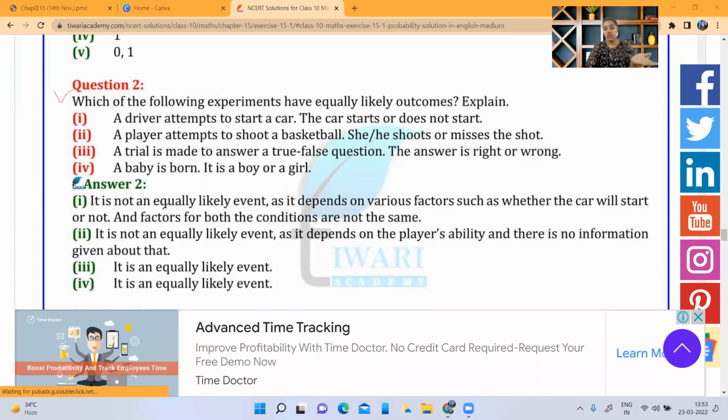It says it is not an equally likely event because it depends on various factors, such as whether the car will start or not, and the factors for both conditions are not the same. So you can just write this explanation if they are asking for an explanation right over here. Similarly, for the player, you can write that it depends on the player's ability and there is no information given about the player. So that's why the first and second are not equally likely events and the third and fourth are equally likely events. Hope you got question number 2.